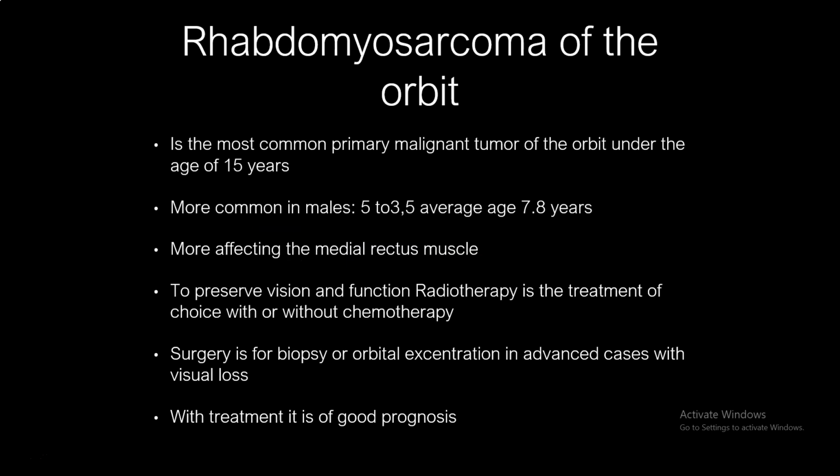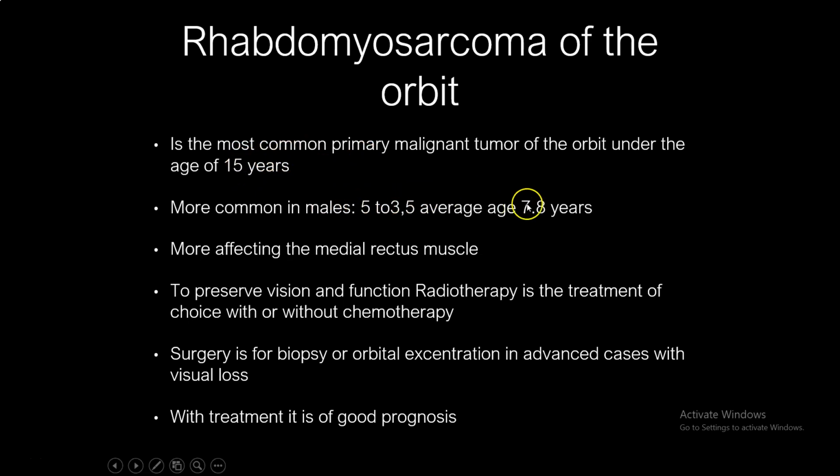Rhabdomyosarcoma, is it common in children? Yes, it is common in children. Actually, it is the most common primary malignant tumor of the orbit under the age of 15 years. So you see here that the age is very important. When you tell me the age of a child with proptosis, I can tell you the pathology or the differential diagnosis. So rhabdomyosarcoma is common in children under the age of 15, age of 8, 9.